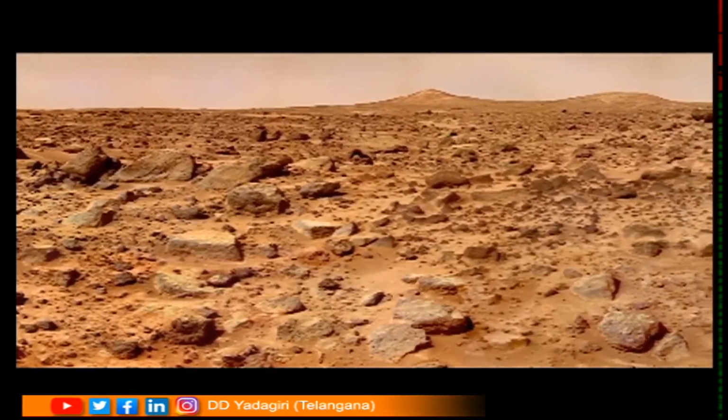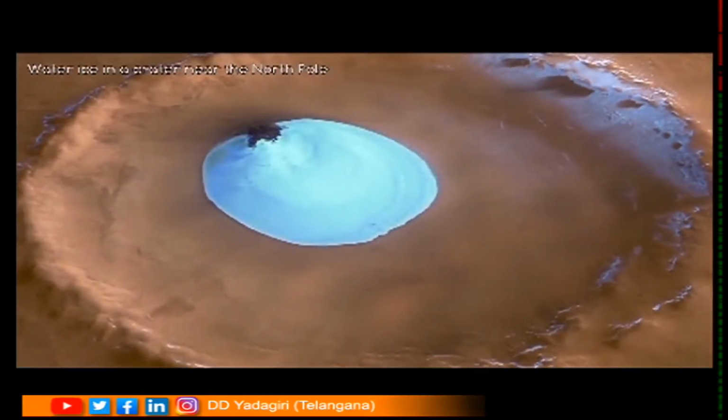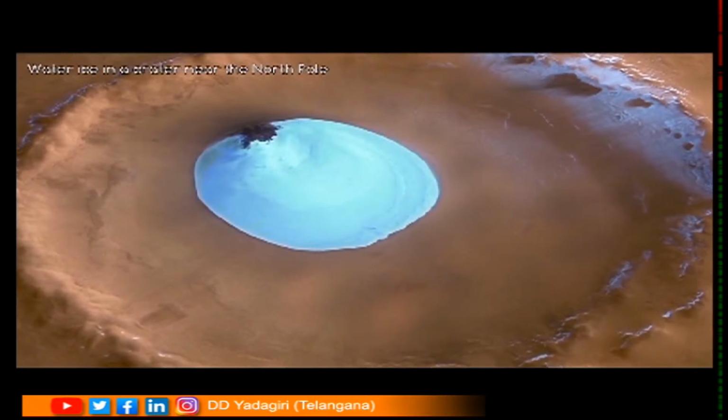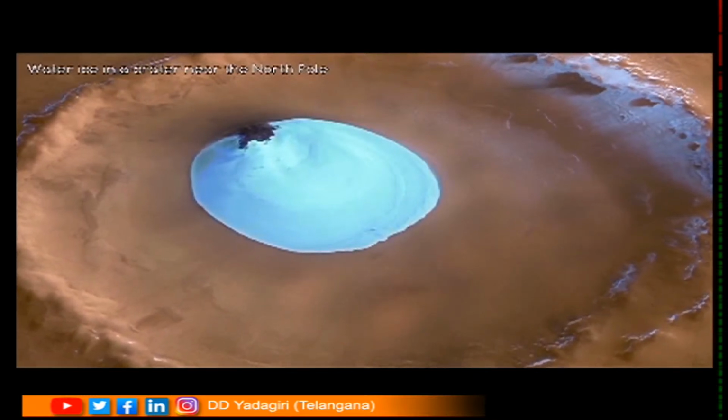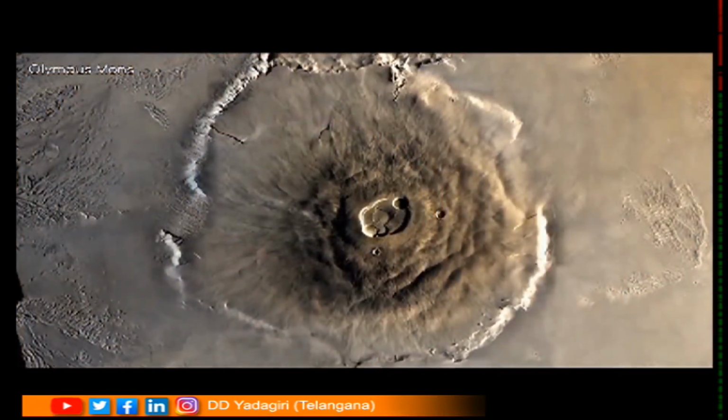scientists think that there is life because we can find some craters also, and there are some proofs also that there used to be water on this planet. So, as water was present, according to the scientists, they expect life on this planet.